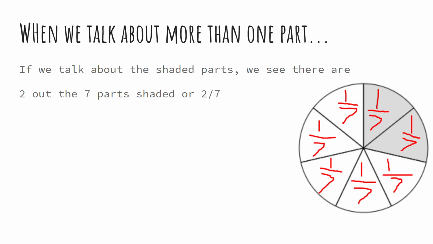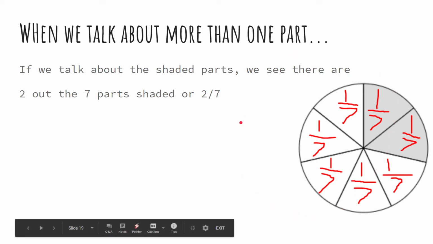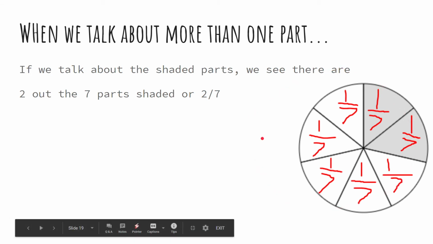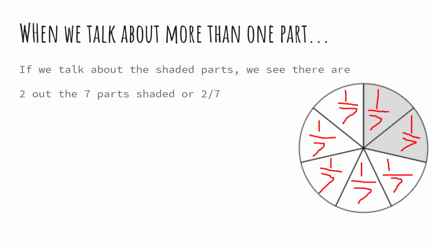So if we talk about the shaded parts, in this situation, we see that there are 2 out of 7 parts that are shaded. If I'm asking you how many parts are shaded, you're going to tell me 2 out of 7. But that doesn't change the value of the individual piece. This piece itself is still going to be worth 1 over 7. This piece itself is still going to be 1 over 7. But as a collective, as a group, because they're the shaded pieces, we're going to put those two together and say 2 out of 7 are shaded.